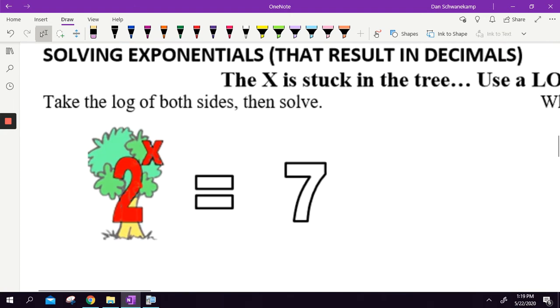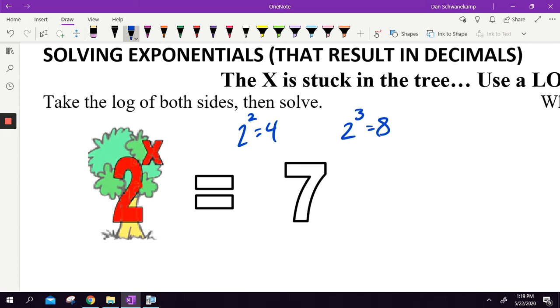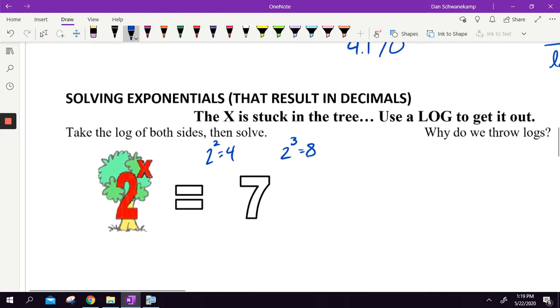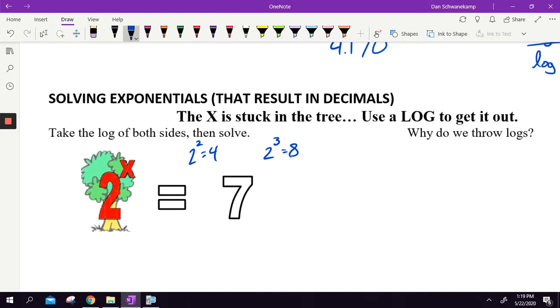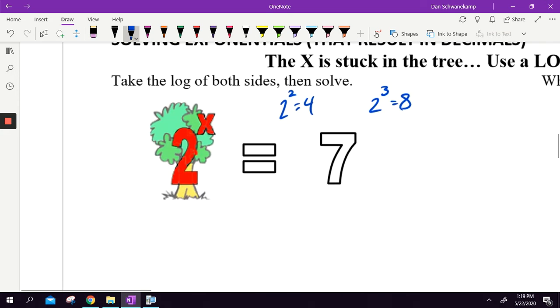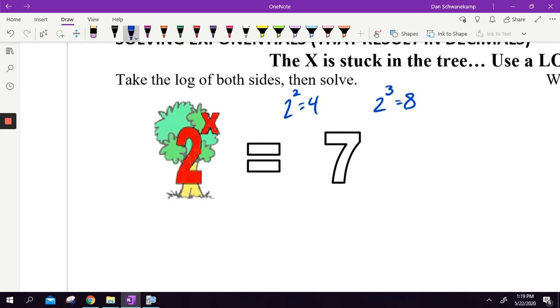All right, so this brings us to this problem right here that we have dealt with over and over and over again. 2 to some power gets me 7. I know 2 squared gets me 4, and 2 cubed gets me 8. So it's got to be some number between 2 and 3, but what's that decimal going to be? All right, this is kind of silly, but how do we get the x out? Okay, I'd say it's stuck up in the tree because it's stuck up in my exponent.